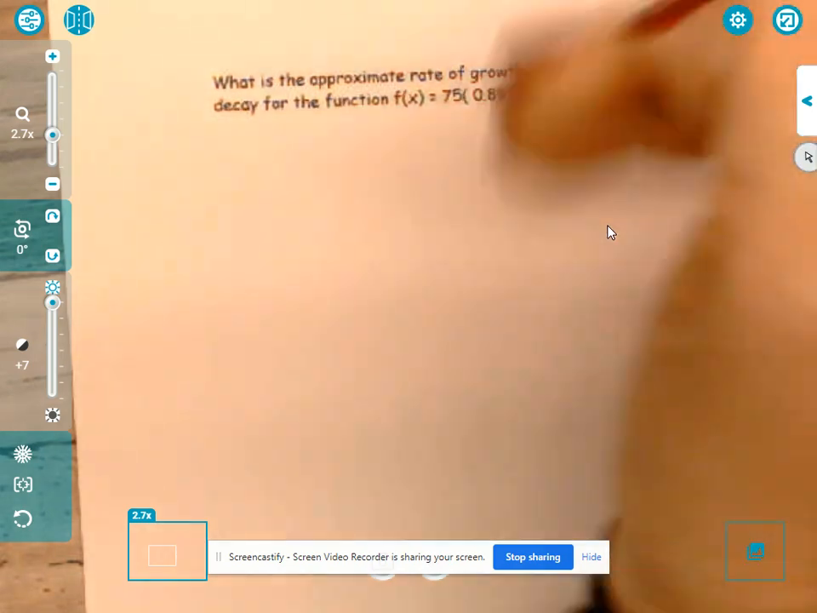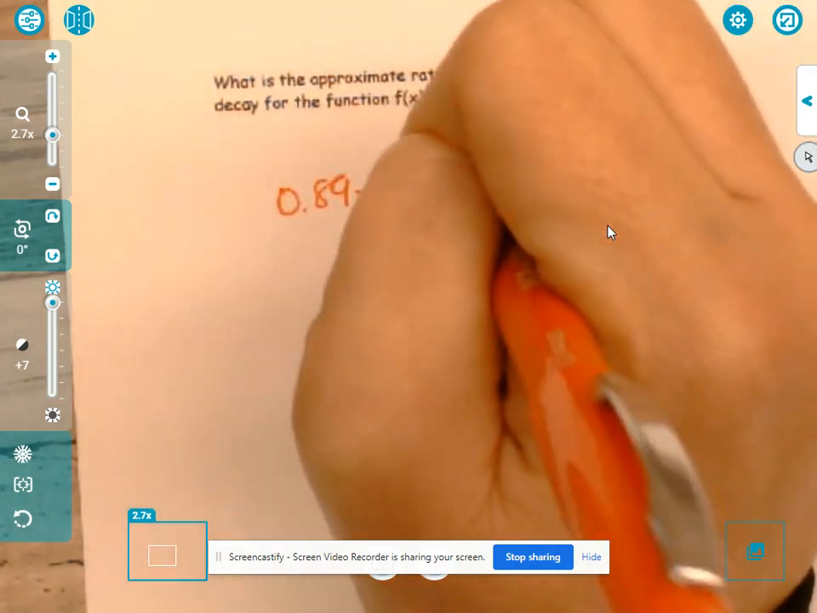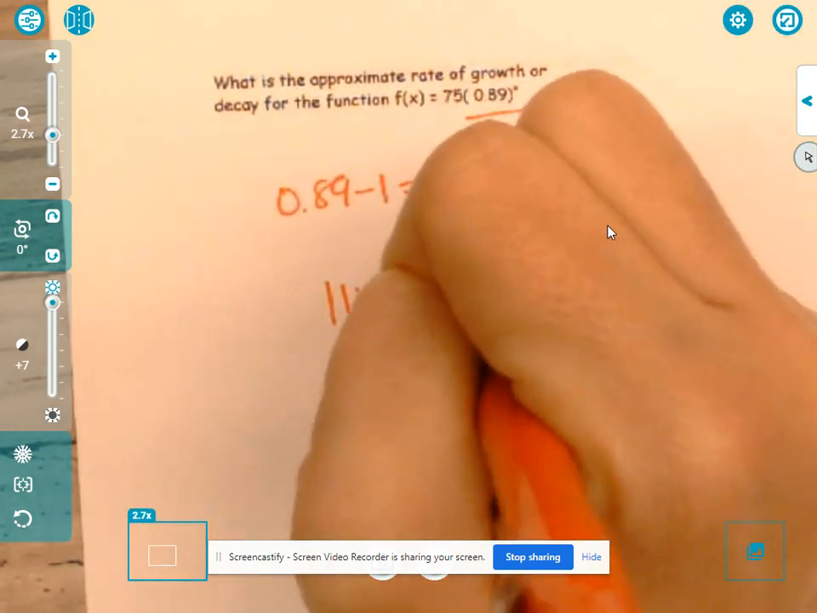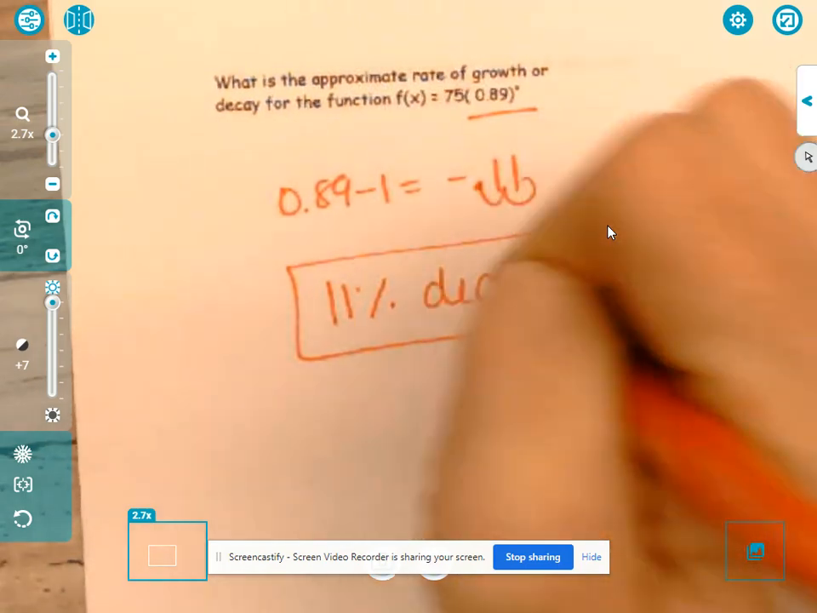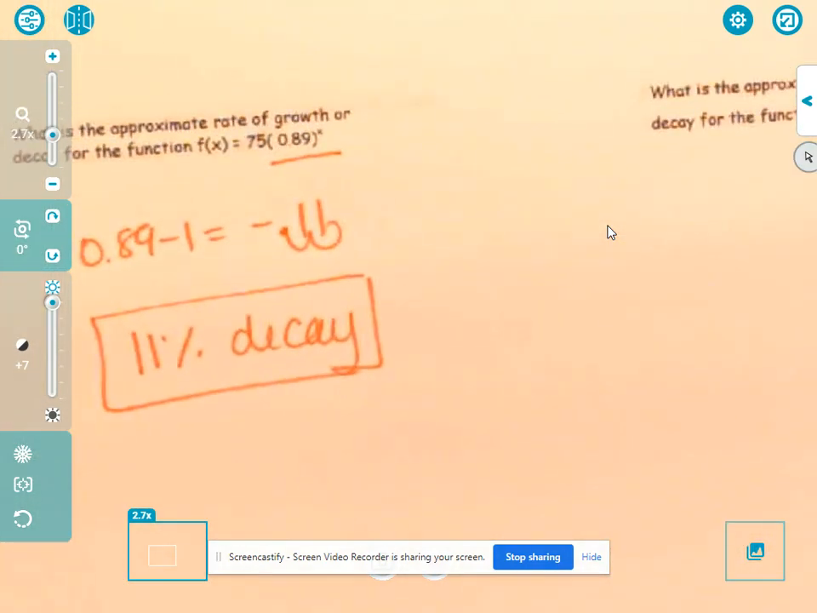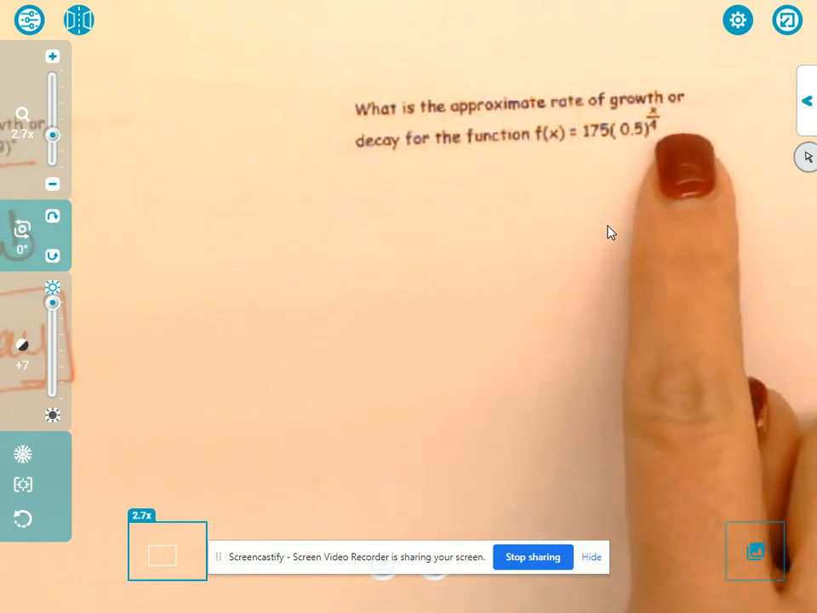Okay, and these don't take very long at all. Towards the end, there's an extra step on a couple of them that we'll talk about. So they don't take too long at all. All right. 0.89. So 0.89 minus 1 is going to give me negative 0.11. Move it over, so that's 11% decay. You are always subtracting that 1 because that 1 is part of the formula.